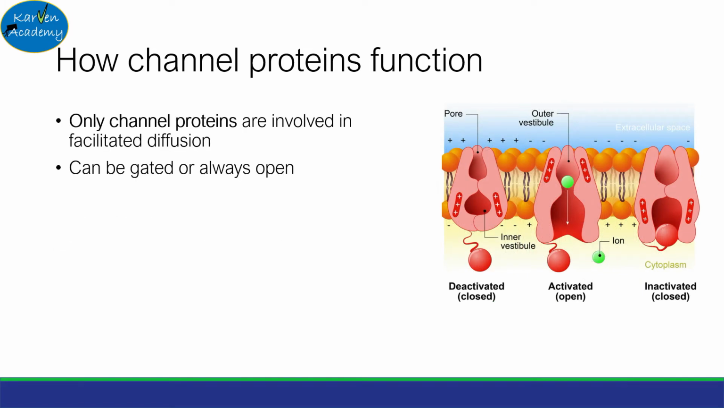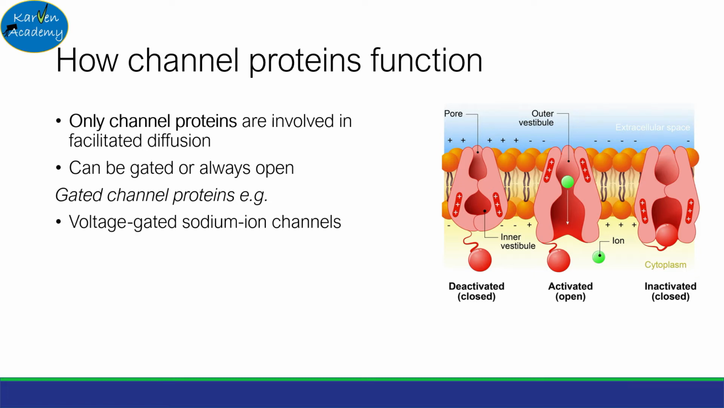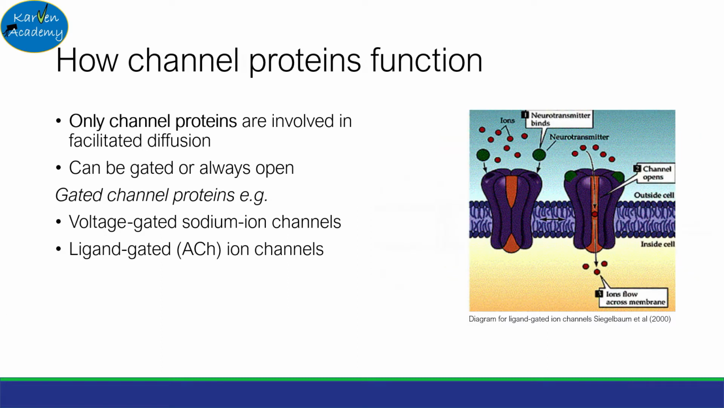Another type, like I mentioned, was that they can be gated or always open. Gated channel protein examples include voltage-gated sodium ion channels and ligand-gated acetylcholine ion channels. Binding of acetylcholine opens up the channel protein to allow sodium through. This will be discussed further in my A-level videos.